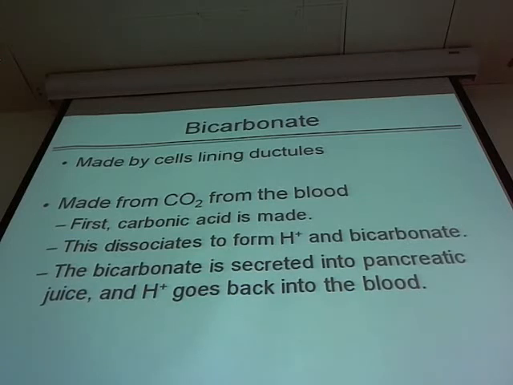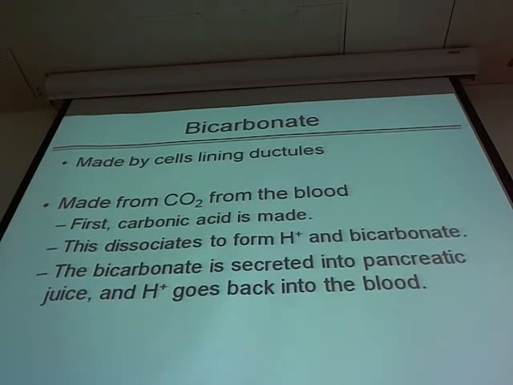Bicarb is made by cells lining the duct, made from CO2 from the blood. Obviously, it's first carbonic acid. Bicarbonate is secreted in the pancreatic juice. Hydrogen goes back into the blood, completing the circle.